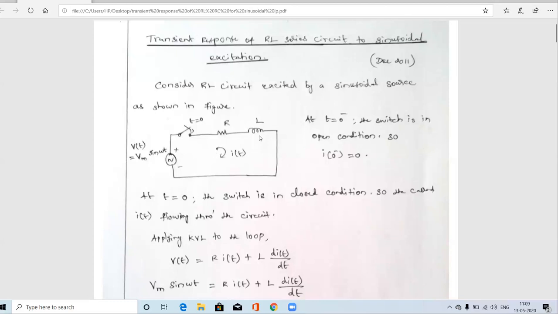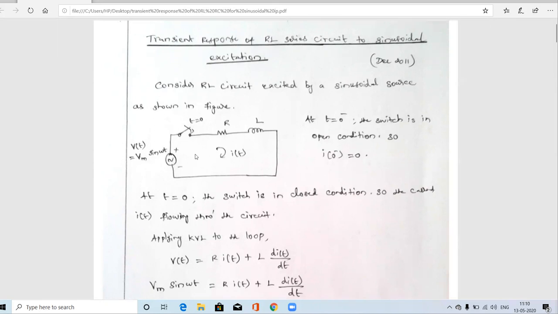So we have to draw one series RL circuit. And for this RL circuit, we are applying the input as one sine wave, sinusoidal. And what is the expression for the sine wave? Vm sine omega t, right? So the sinusoidal expression is Vm sine omega t. This sine waveform is applied as an input to this RL circuit.